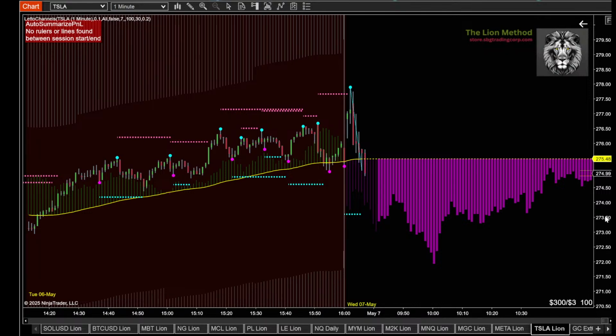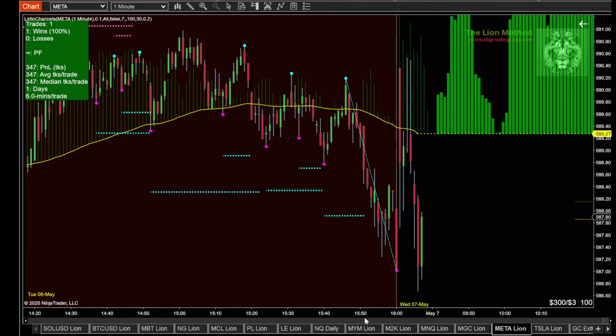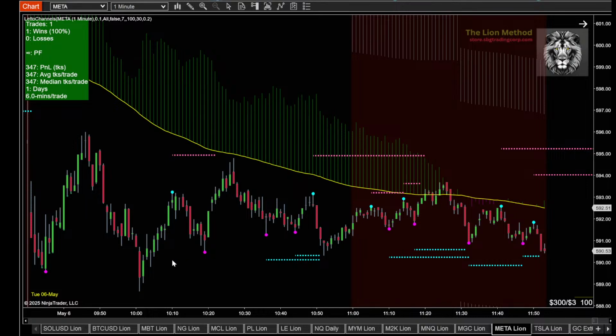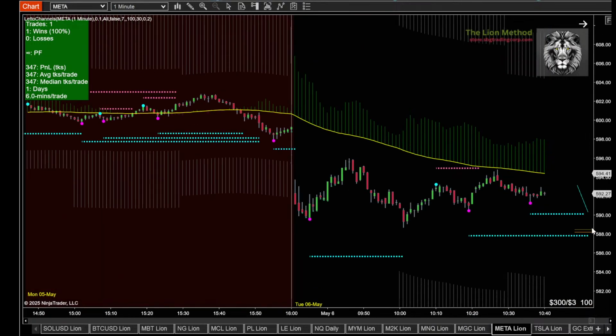I think Meta had a big gap yesterday. Let's go back to yesterday and just see what that looked like. Yeah, so Meta had a big gap downward. So gap trading is interesting in equities because when you have a big difference between prior day close and today's open, you look to price to fill that gap.